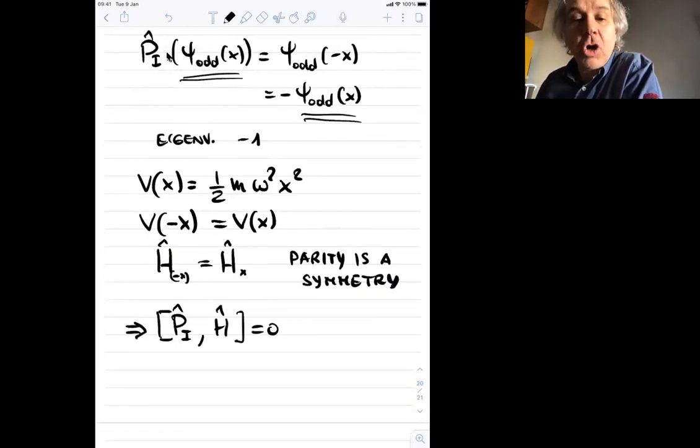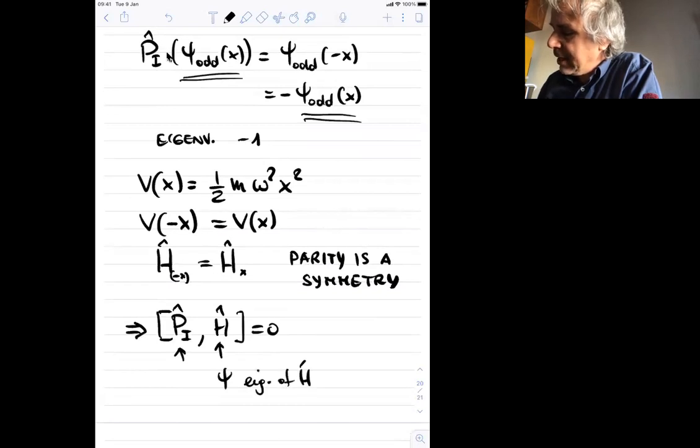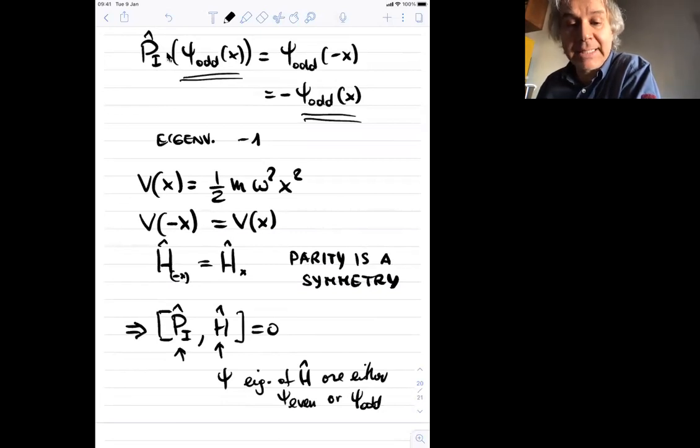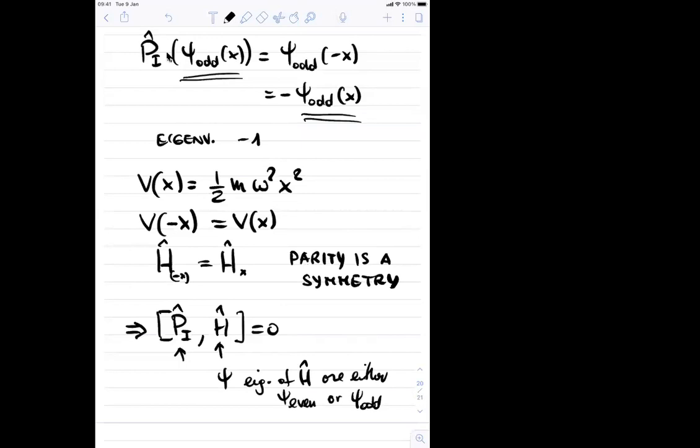Okay? So I can find common eigenfunctions of H and of this, which means that the eigenfunctions psi of H are either even or odd. Okay, they must have a definite symmetry. They must be eigenstates of the parity operator themselves. Okay, they cannot be hybrid. Either they're even or they are odd. Is it clear? Yes. So this is a consequence of our general theorem.